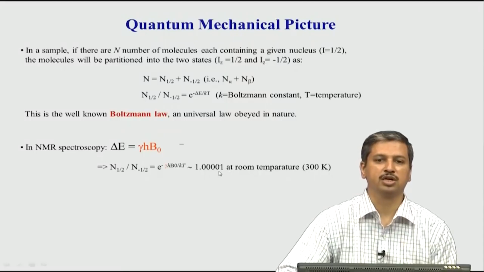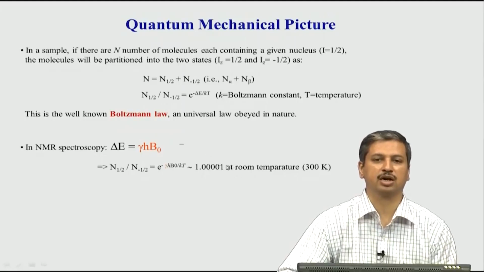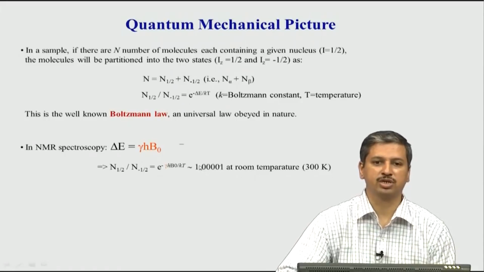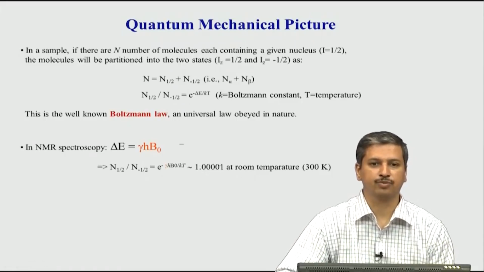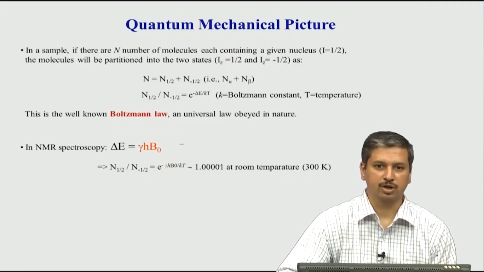So, what it means is that the alpha and beta states are almost equally populated, though not exactly equal. So, the difference between the ground state and the excited state is very small. Now, if the difference is small, remember according to the previous slide, the absorption of energy is also small. If the difference is more, the absorption is more.